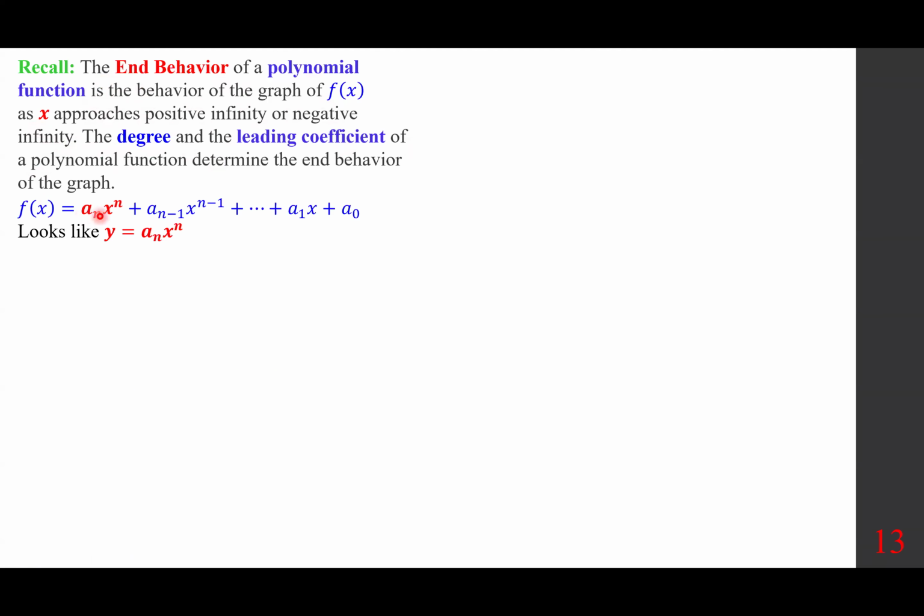f of x is a sub n, x to the power of n, plus a sub n minus 1, x to the power of n minus 1, all the way to a sub 0. And the graph ultimately looks like the leading term, y equals a sub n, x to the n. That's the idea.